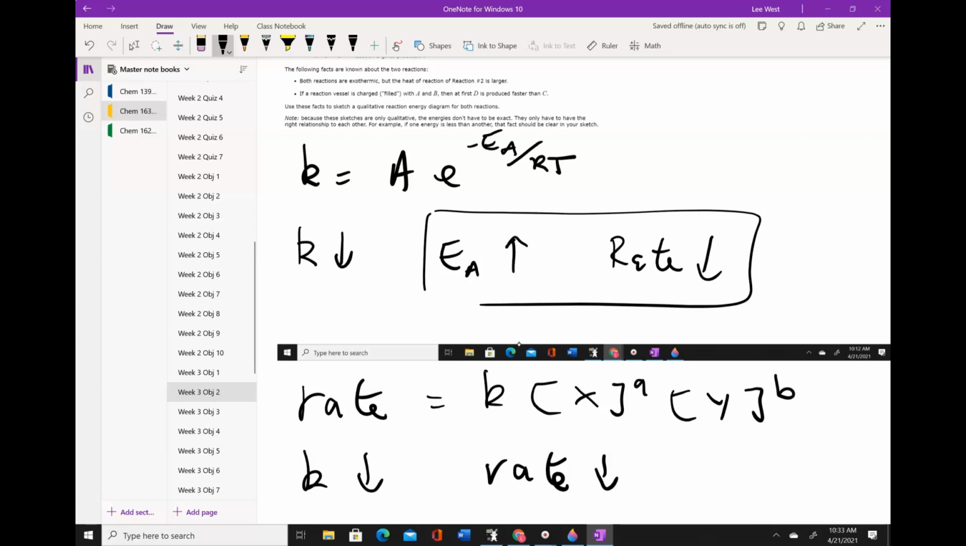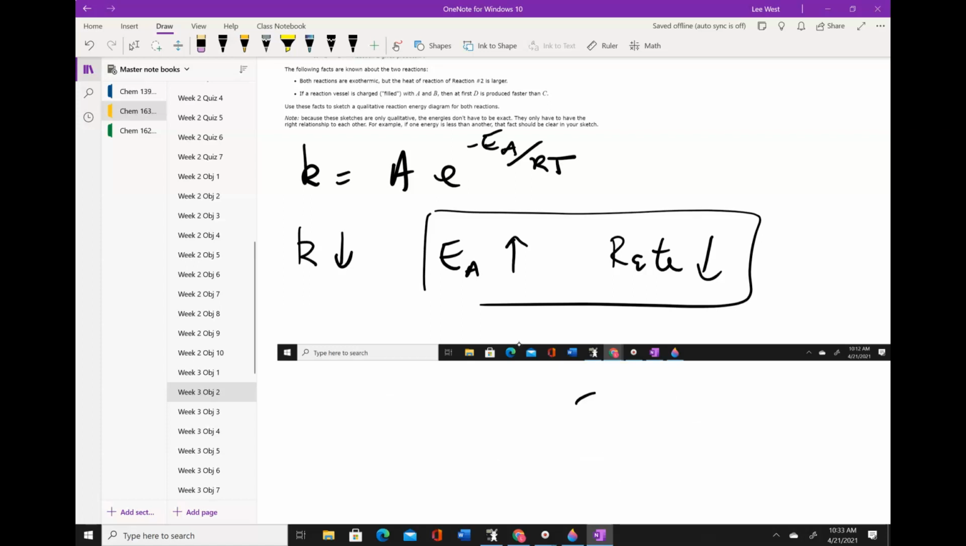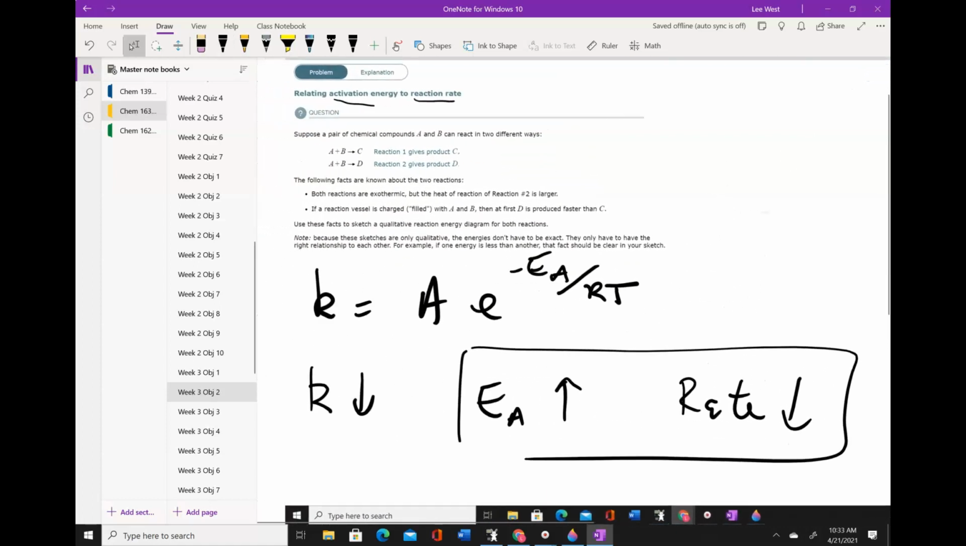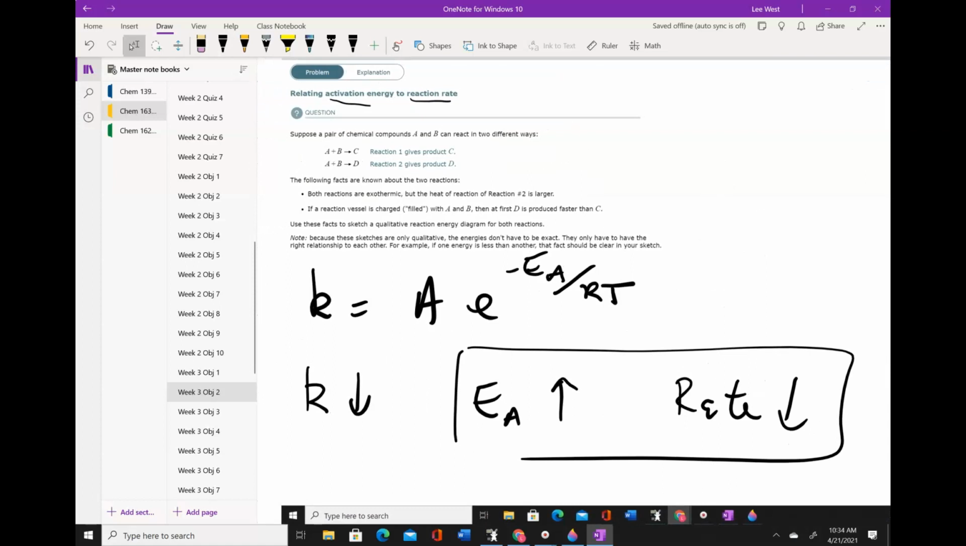Now, that's it. So if everything else is constant, as the activation energy goes up, the rate of the reaction goes down, and that's the key information here. So let's see what we've got in here.